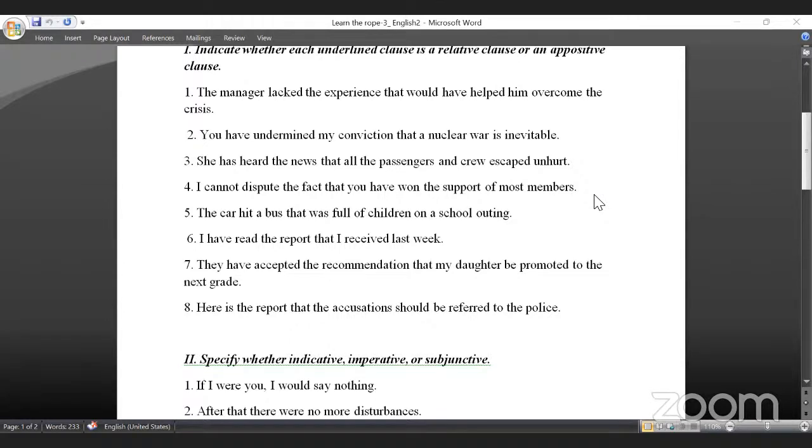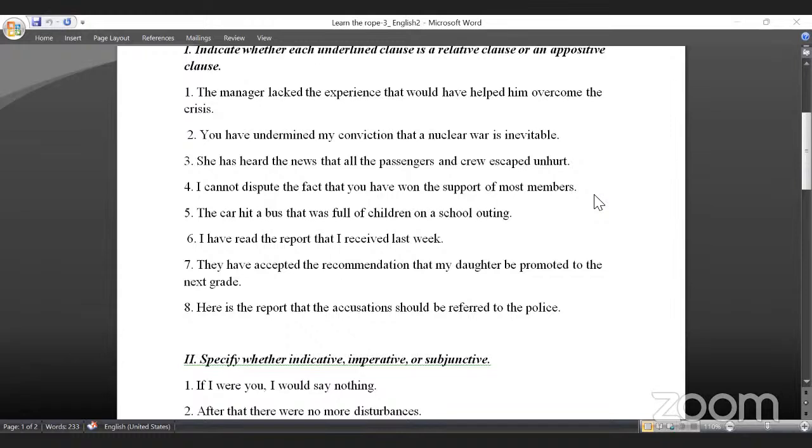Okay. Third one: she has heard the news that all the passengers and crew escaped unhurt. Remove the "that" and see if you can have two meaningful sentences. Appositive sentences, yes. And what are those sentences? She has heard the news. And the second one? All the passengers and crew escaped unhurt.